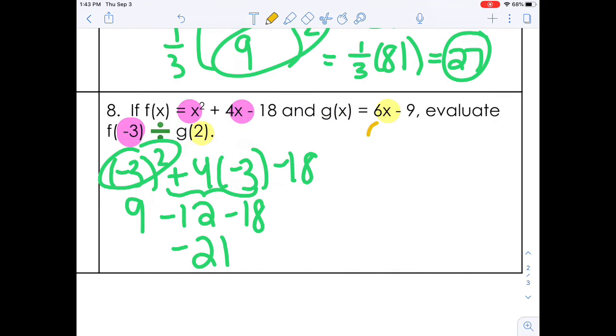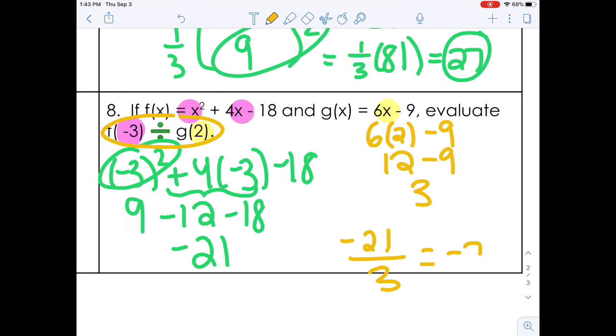For the other problem, we have 6 times x minus 9, and we're plugging in a 2. 6 times 2 is 12. 12 minus 9 is 3. And now we want to divide those values. -21 divided by 3 gives us -7.